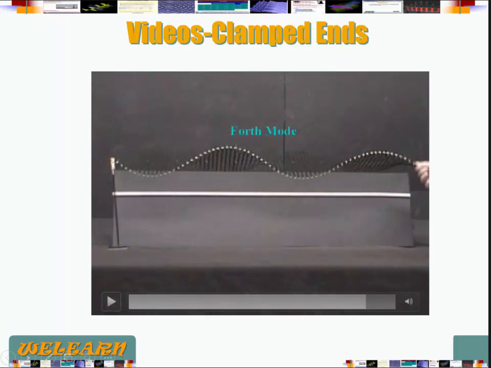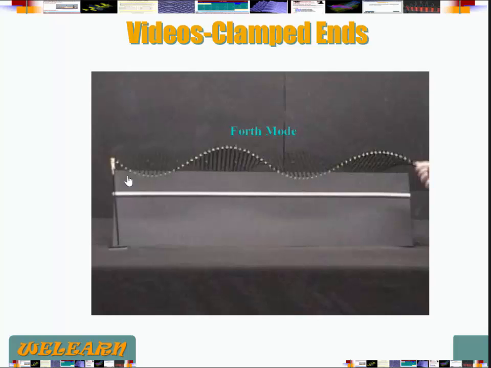Okay, you notice here, again, nodes at the fixed ends, but then I have an additional node in the middle, three nodes now instead of two. And then we have 1, 2, 3, 4 antinodes, 4 segments, 1, 2, 3, and 4. This is half a wavelength, this is half a wavelength. So half of the length is equal to a full wavelength.